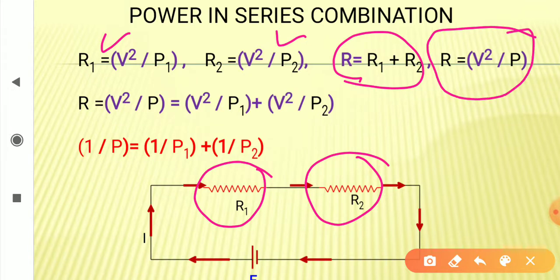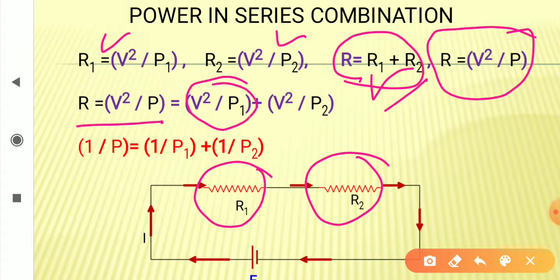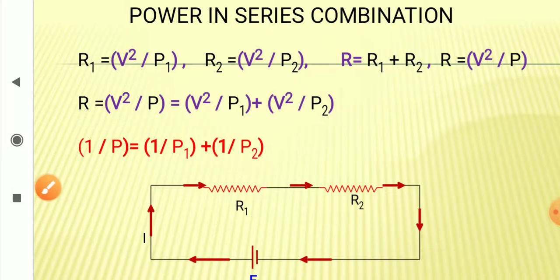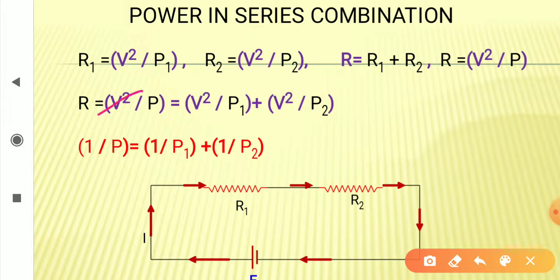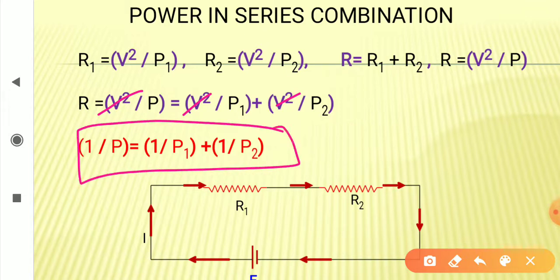Now putting these values in this equation, we will get R is equal to V square upon P is equal to R1 V square upon P1 plus R2 V square upon P2. And you can see that V square is common on both the sides. So we can easily cancel this V square on both the sides, and we get this relation that 1 upon P is equal to 1 upon P1 plus 1 upon P2.